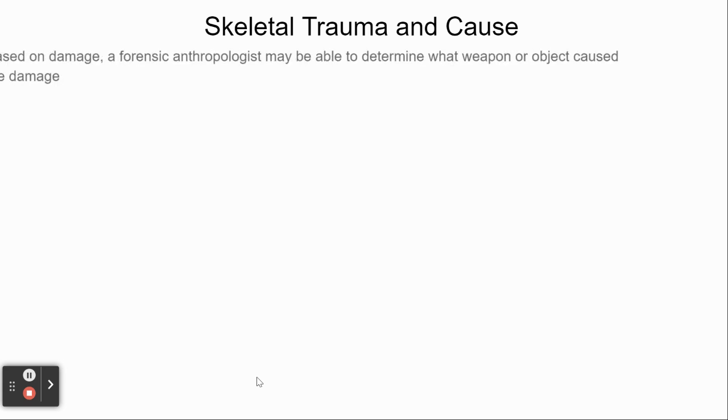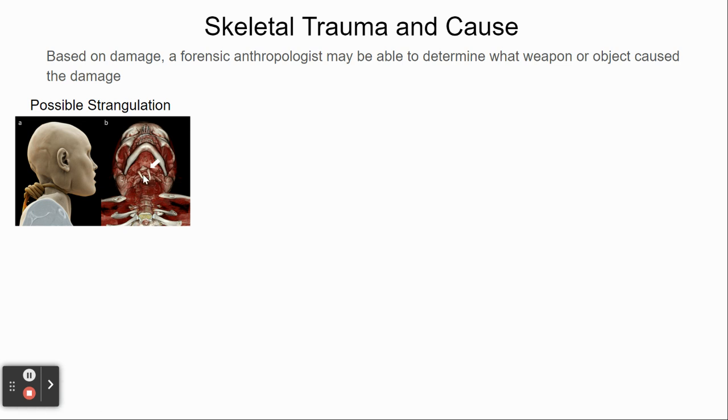So looking at skeletal trauma and cause, again, we might be able to determine what weapon or object was used to cause the damage. Oftentimes, shape is going to be a clue. The amount of damage done to the bone itself will be a clue. So the hyoid bone in the neck is one that can sometimes be used to show strangulation, whether it's in the case of a noose, a manual strangulation by hand, or done by some other object. That's not a dead giveaway, but sometimes that can be used to help identify if a person was strangled.